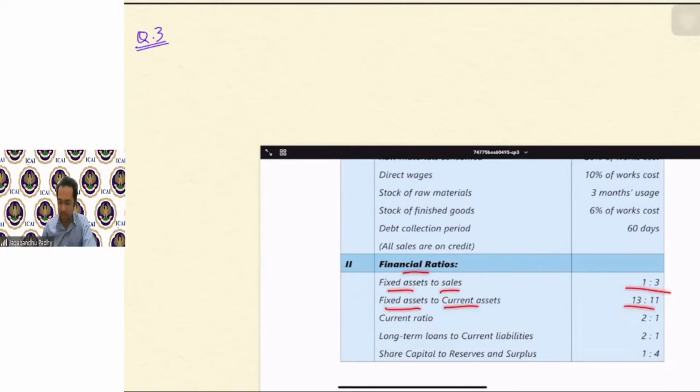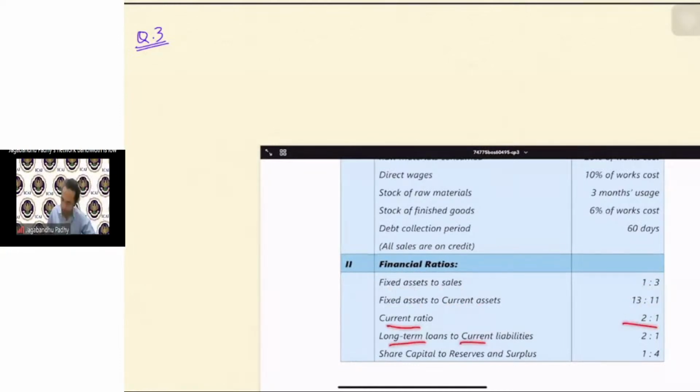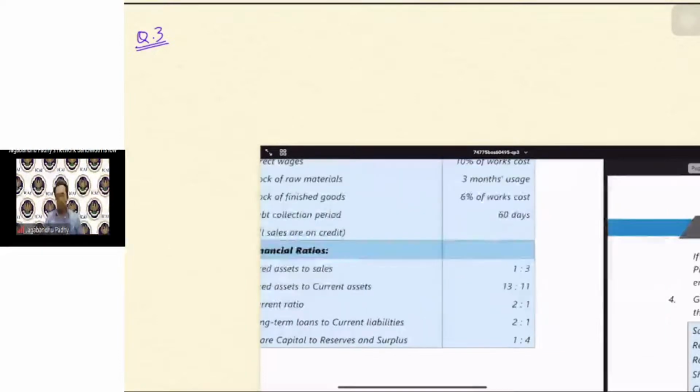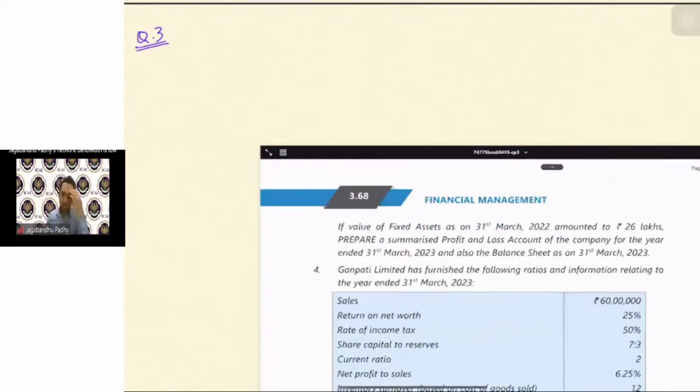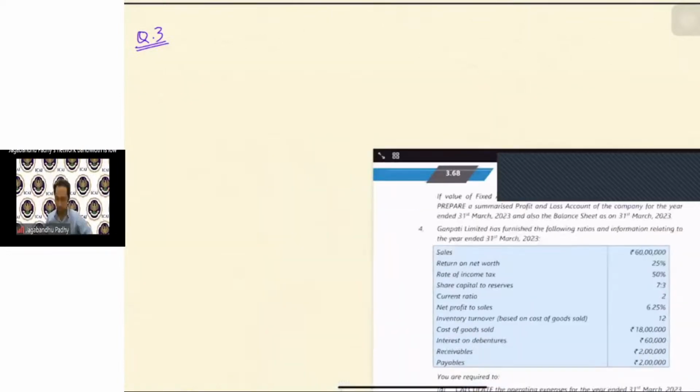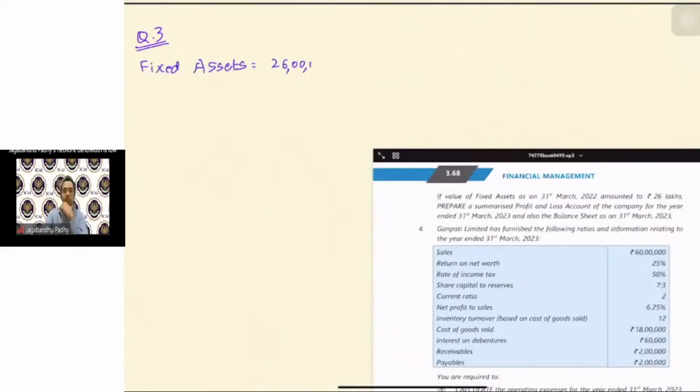Now, if the value of fixed assets amounted to 26 lakhs, so one important figure that the question has given us is the value of fixed assets. We have fixed assets to be 6 lakh. Prepare a summarized profit and loss account of the company for the year ended 31st March 2023 and also the balance sheet as on 31st March 2023. So we need to prepare the balance sheet as well as the P&L, right?